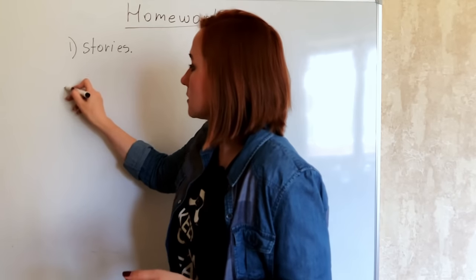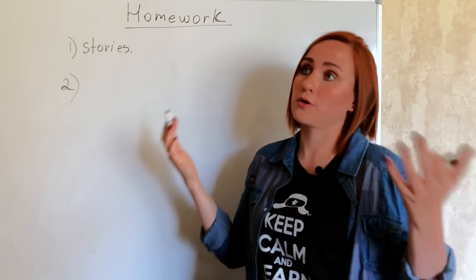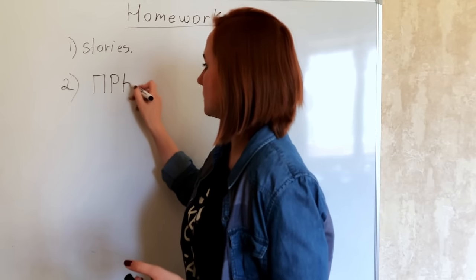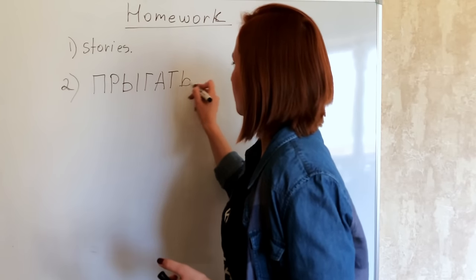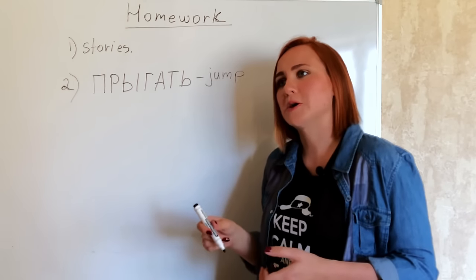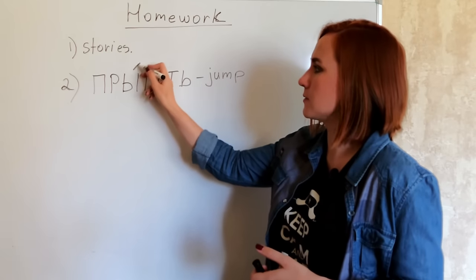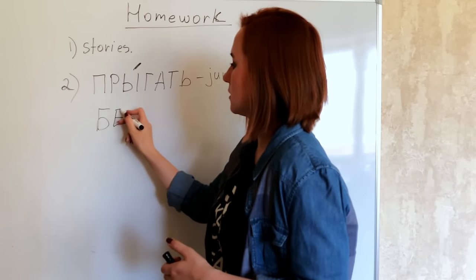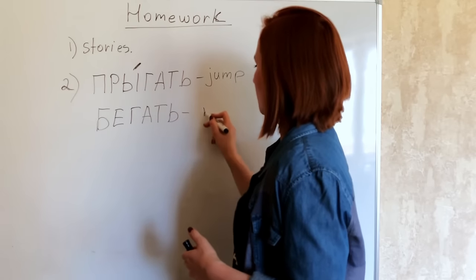And we continue, what's going on with this thing today? We continue practicing our verbs. So I add the verb прыгать to you. Прыгать means to jump. That would be quite a story about jumping Queen Elizabeth. So try it. Прыгать. Бегать. To run. Бегать. Run.